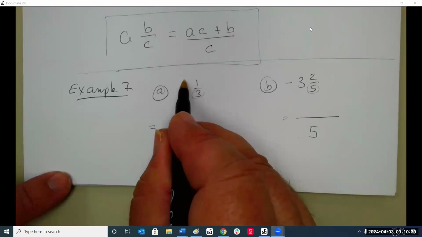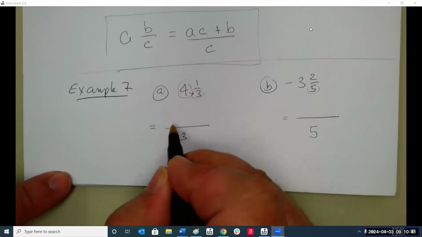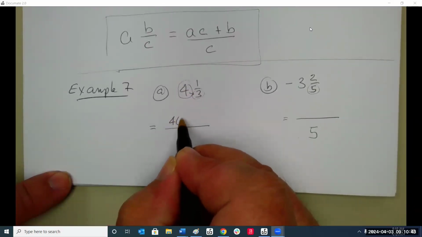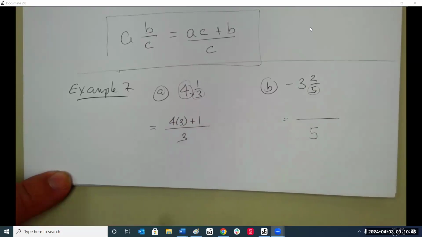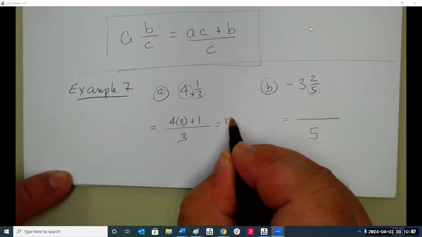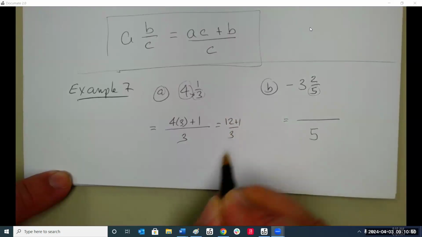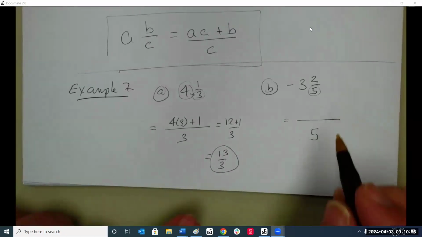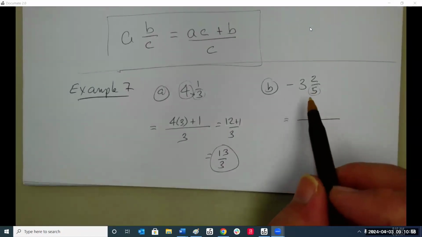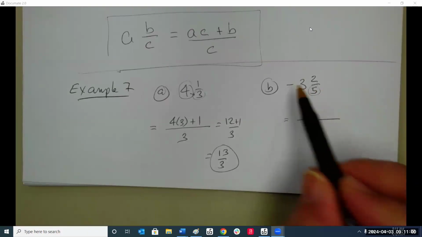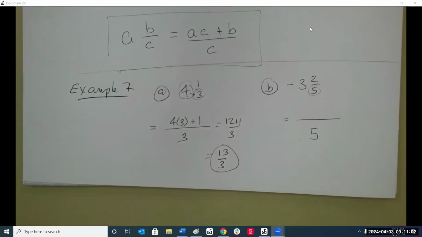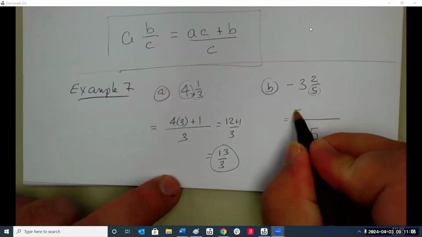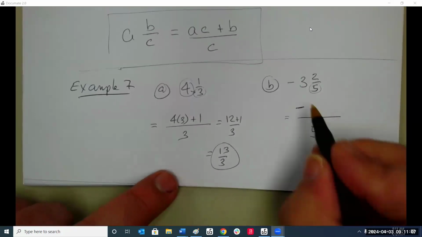So we have the integer times the bottom number, so it's 4 times 3 plus the top number. 12 plus 1 over 3 is equal to 13 over 3. Do you think this negative sign changes anything here? All it means is we're going to have a negative answer.